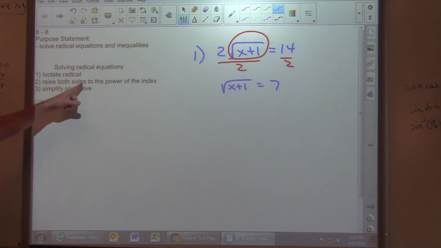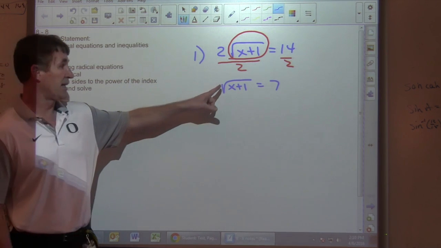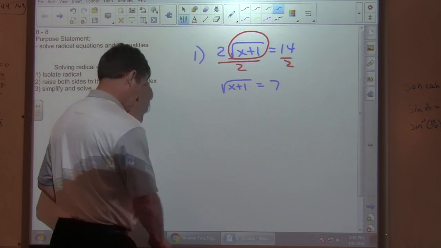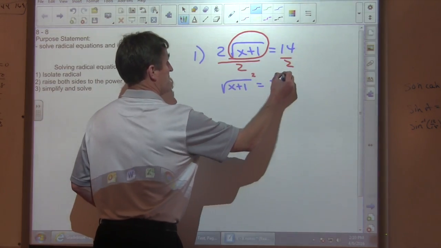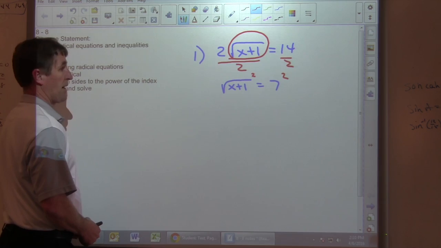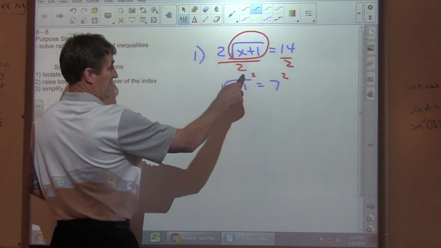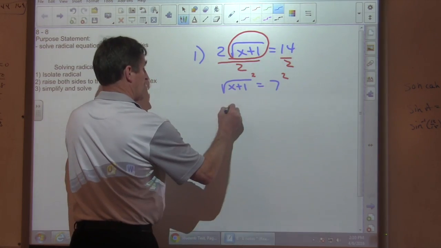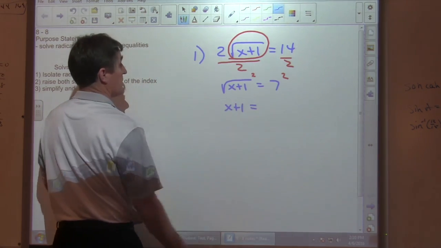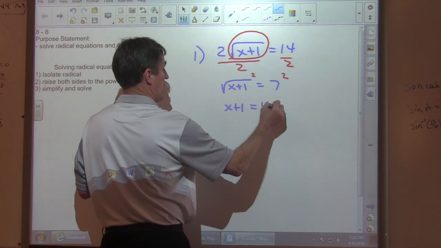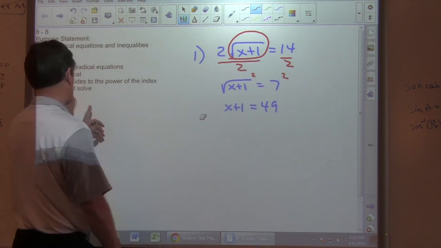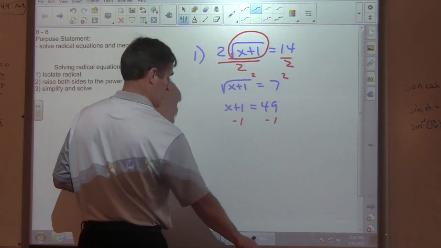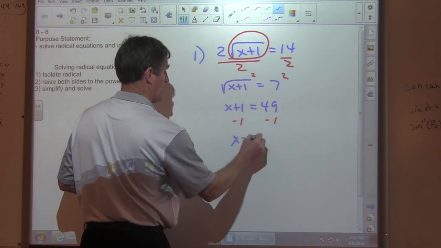Step 2, we raise both sides to the power of the index. So again, it's the square root. If there's no power or no index, it's considered to be a 2. So what we're going to do is take this side and that side to the second power. So squaring it and square root are inverse operations, so they cancel each other out. So we get x plus 1 equals 7 squared is 49. And then lastly, we simplify and solve. So we subtract 1, and we get x equals 48.